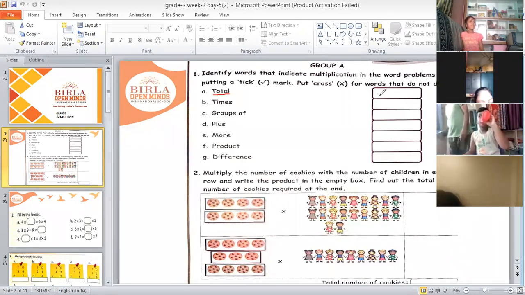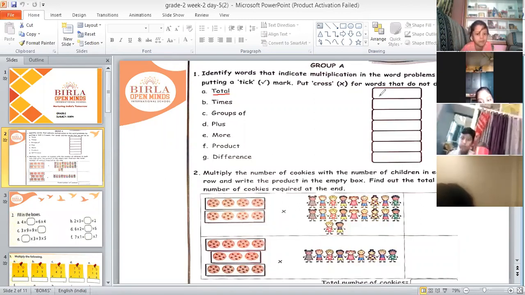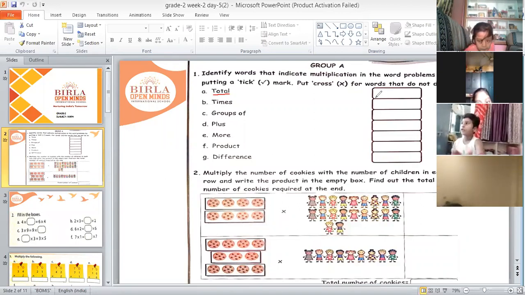What are you saying? Yes or no? No. Yes, that's correct. This word total is not related to multiplication. It is related to addition. Okay, so we will put a cross here. So children, put a cross in the first bit. Put a cross there.